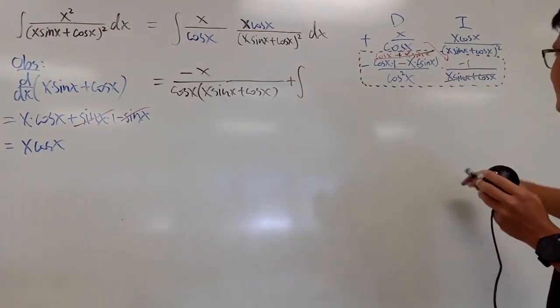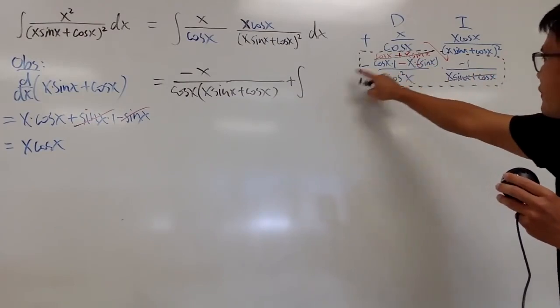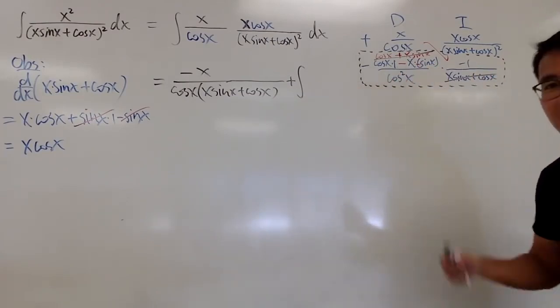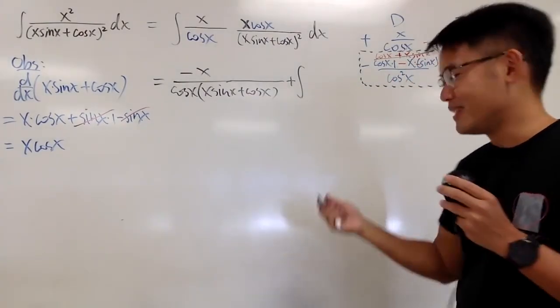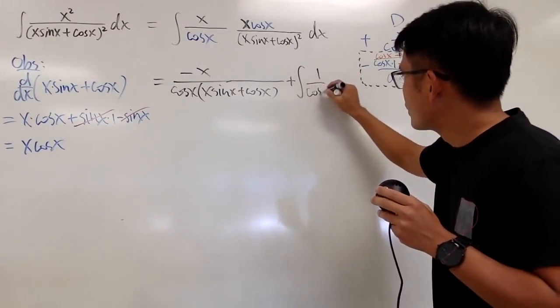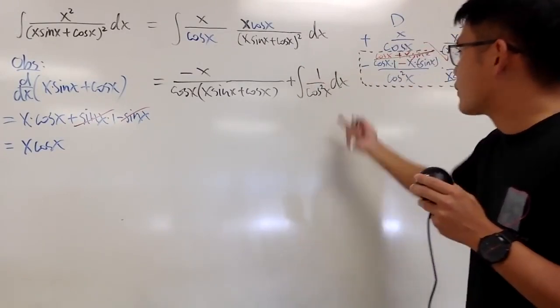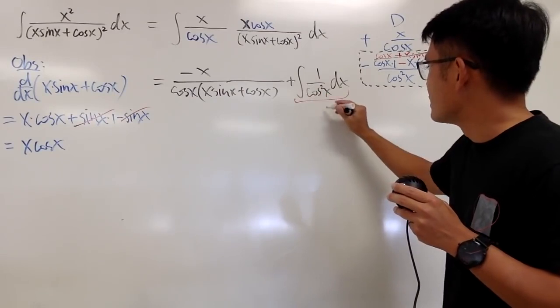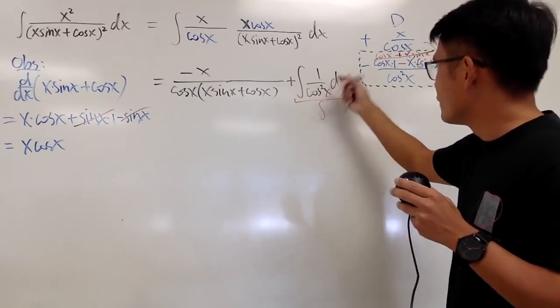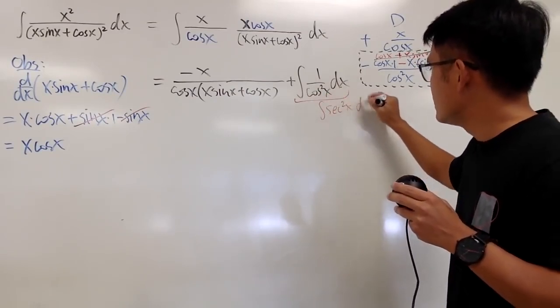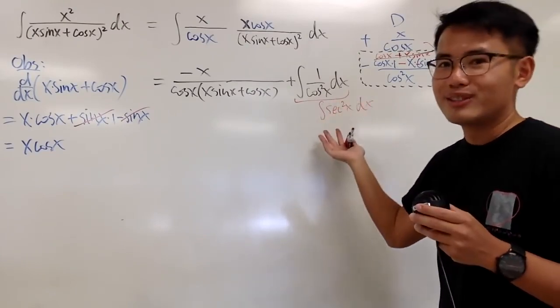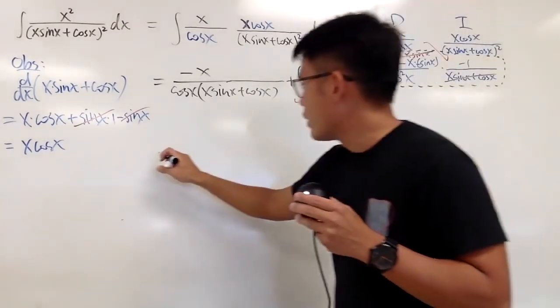Okay, so what's left? Well, I took care of the sine already. Now we just have the cosine square in the denominator. So this is just 1 over cosine square x. And of course, this right here is just the same as saying the integral of 1 over cosine square, which is secant square x dx. So this is nothing but just tangent x. So I can write down the answer.